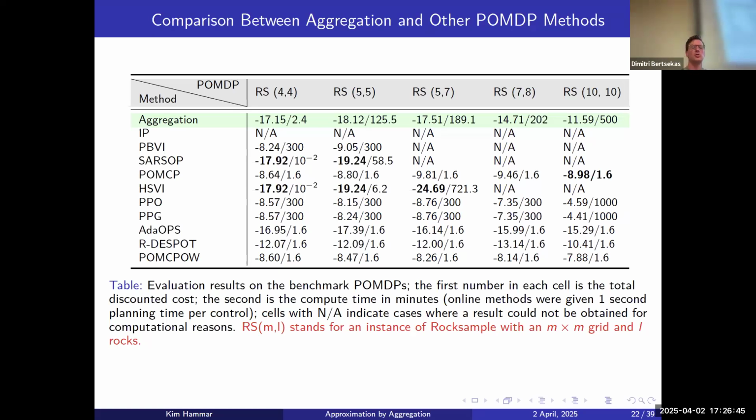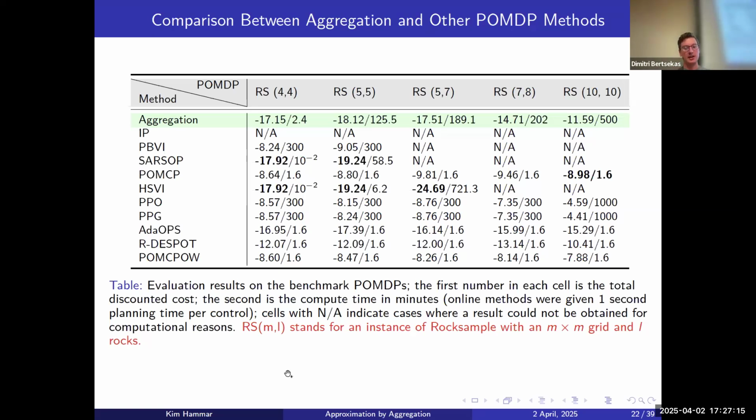So, okay, first of all, we want to minimize cost, right? So aggregation actually has a lower cost compared to this one in most cases, in actually every case. So that's one point. The other thing is that, I forgot to mention this, some of these methods are actually online methods. They are Monte Carlo tree search methods. And it's a little bit difficult to compare in terms of computational time because they do much more work per control step, whereas we do all of the work offline.